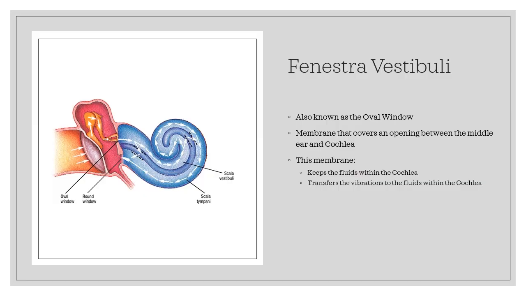The fenestra vestibuli is also referred to as the oval window. This is a membrane that sits at the opening between the cochlea and the middle ear. The vibrations of the stapes cause the oval window to compress and decompress, sending waves through the fluids within the cochlea.